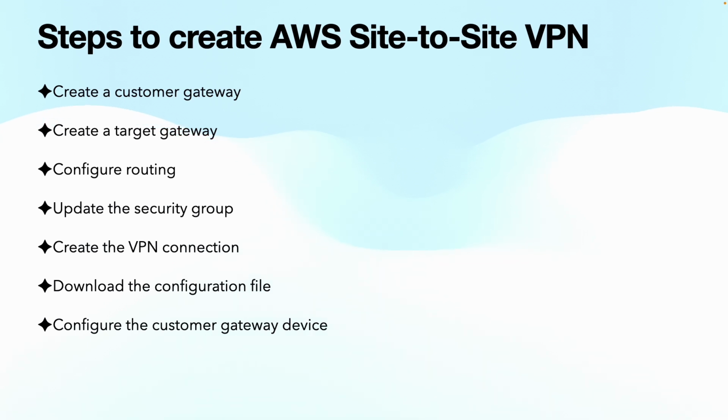And configure the customer gateway device. We can use the sample configuration file that we downloaded in the previous step to configure the customer gateway device. The customer gateway device is the physical or software appliance on your side of the VPN connection. And finally, we can test the VPN connection. So these are the steps to create AWS site-to-site VPN. I will walk you through each step in this video.